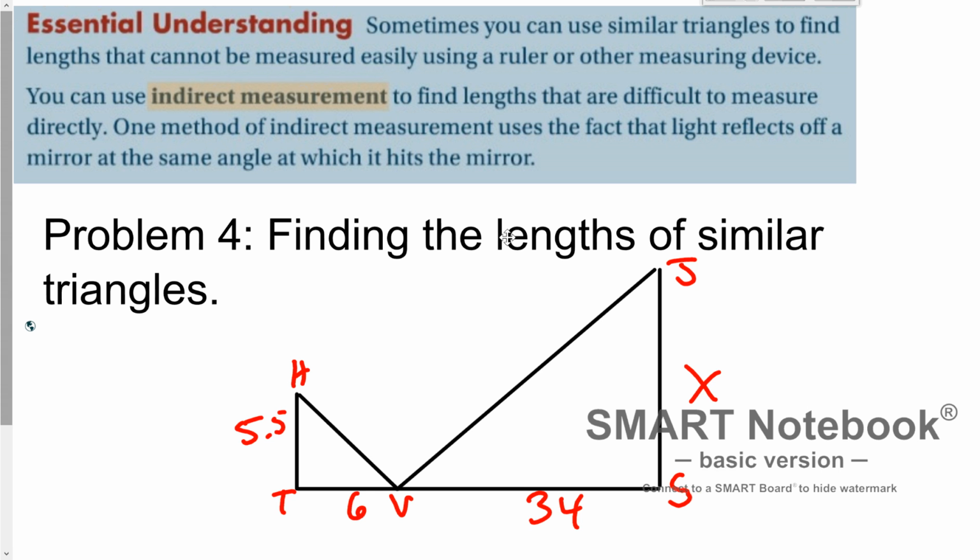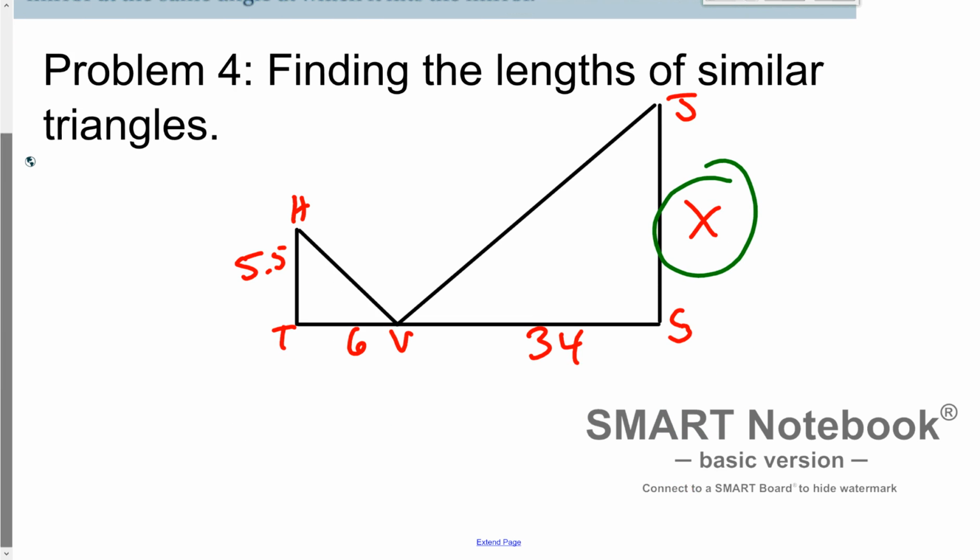is using indirect measurements. So we want to find the lengths of similar triangles. So here we have a scenario where we have two triangles. If we can prove these similar triangles, then we can go ahead and set up our proportion and solve for x. Okay, so what we know is we have right angles.